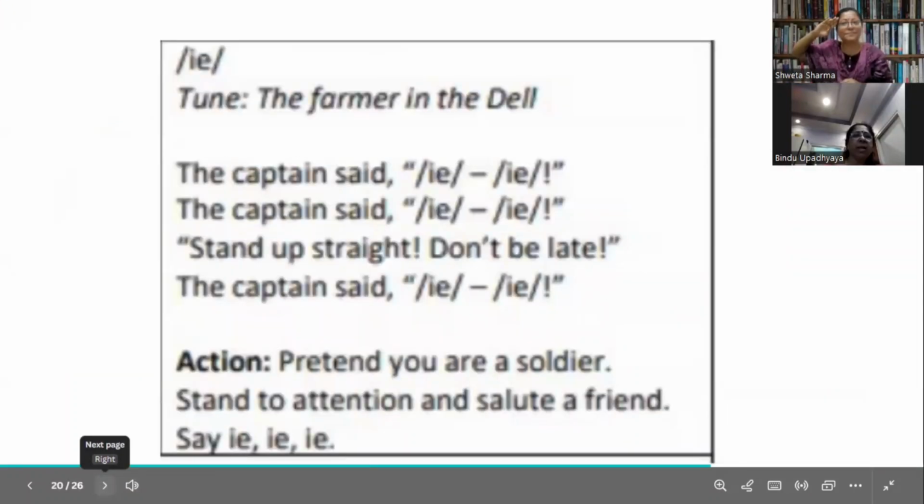The captain said aye, aye. The captain said aye, aye. Stand up straight, don't be late. The captain said aye, aye.